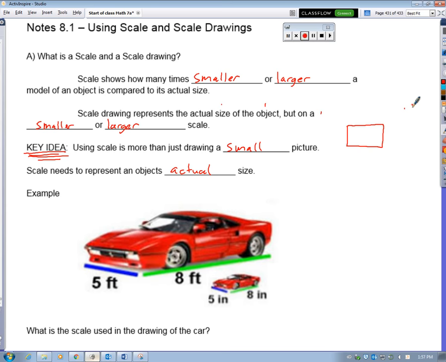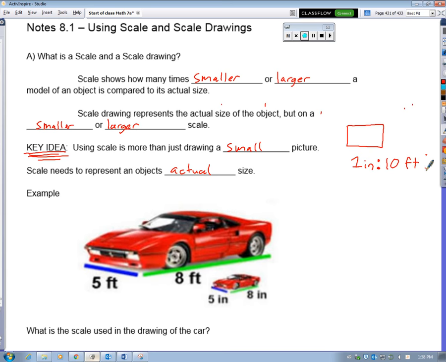And what an engineer or an architect will do, they will tell you how long each of these walls are compared to the original. For example, they might say 1 inch of this wall on paper comes out to 10 feet of the actual wall itself. So 1 inch is equal to 10 feet of the actual wall.